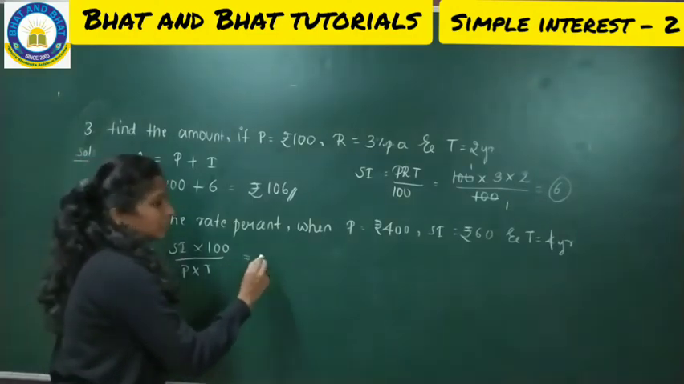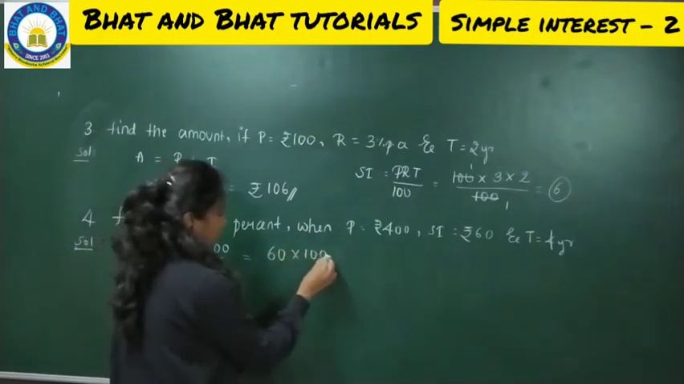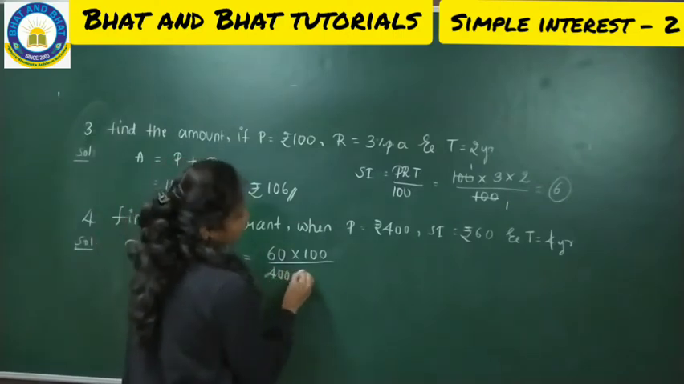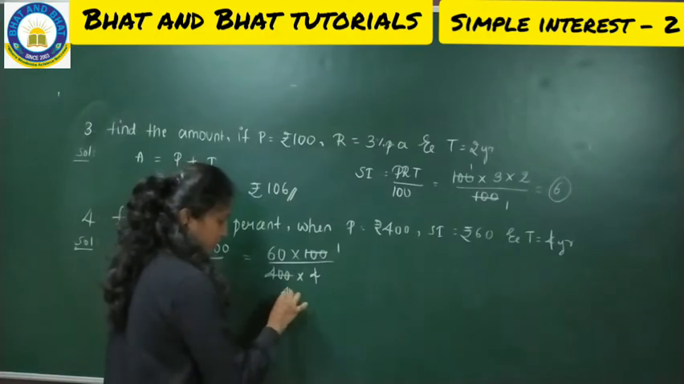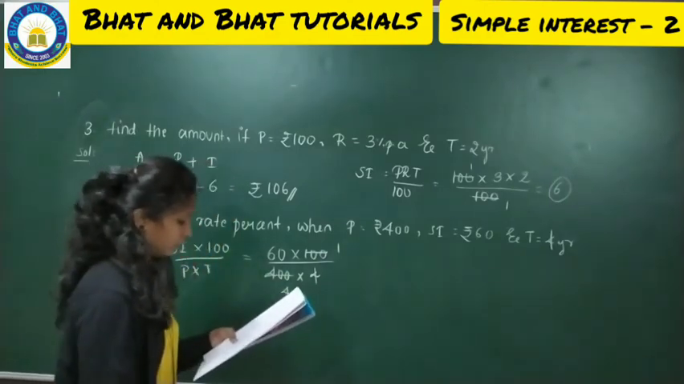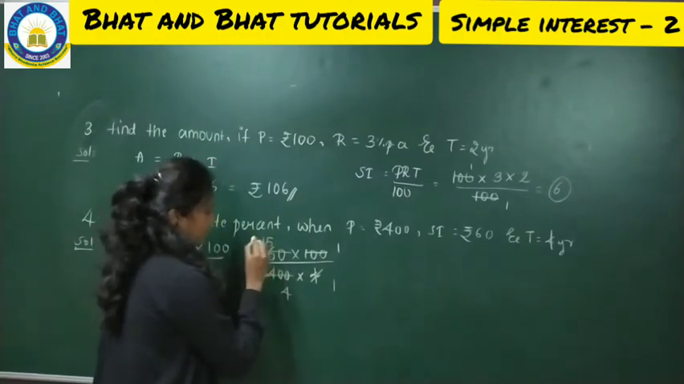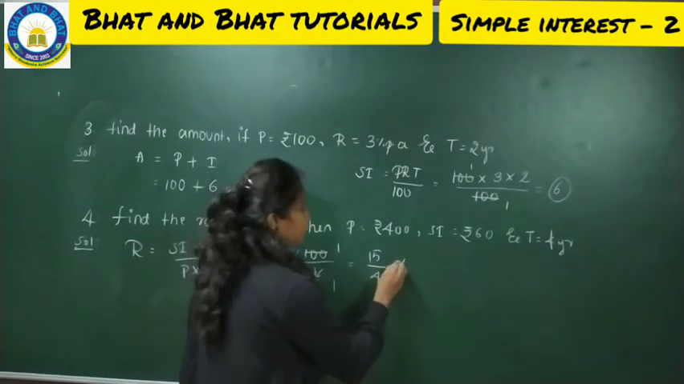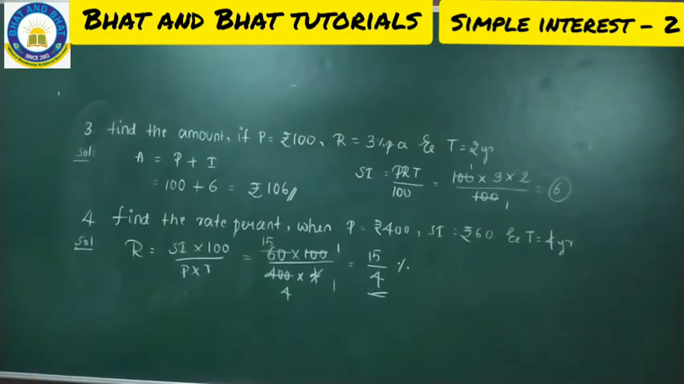So now simple interest, that is 60 into 100 divided by principal, that is 400, and what is the time period? 4. 100 ones are 100, 4 fours are 16. So again now 4 ones are 4, 4 fives are 20. So which is equal to 15 by 4 percent is your rate. Make a note. So fine. Hope you all copied the fourth one.